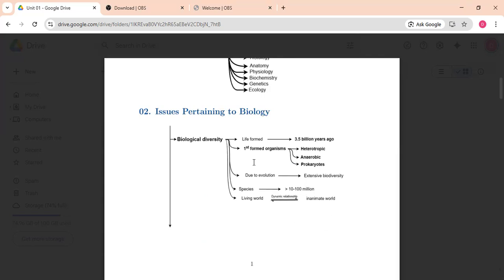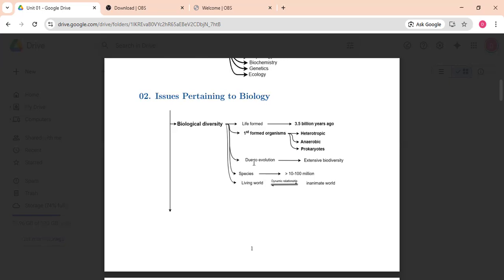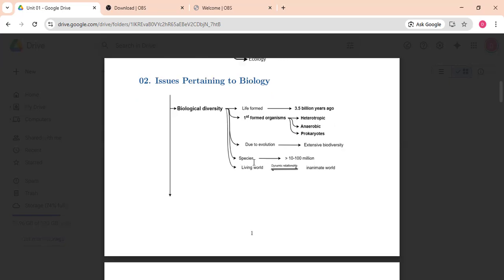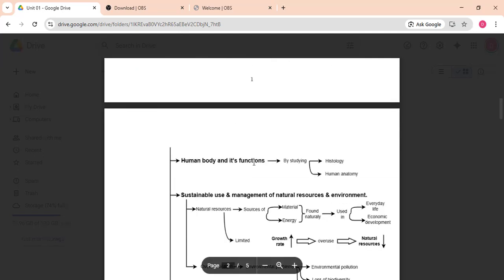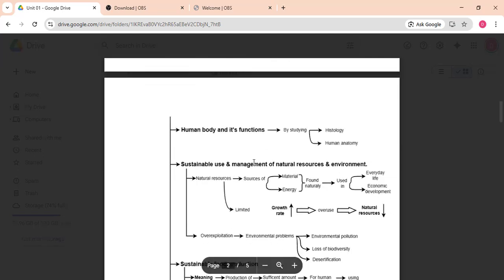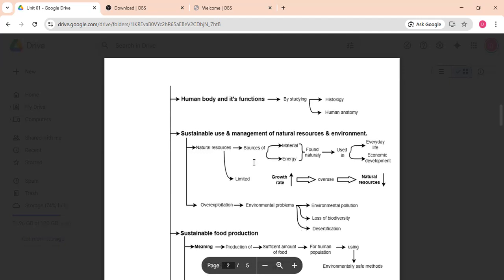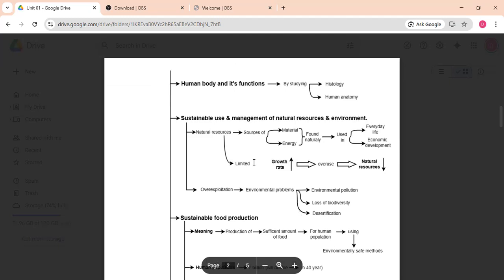So biological diversity: life was formed around 3.5 billion years ago. The first formed organism was a heterotrophic, anaerobic and prokaryotic organism. Due to evolution, there is extensive biodiversity. There are more than 10 to 100 million species and there's a dynamic relationship between the living and inanimate world. Then human body and its function. By studying histology and human anatomy, you can understand the human body and its function. Right?